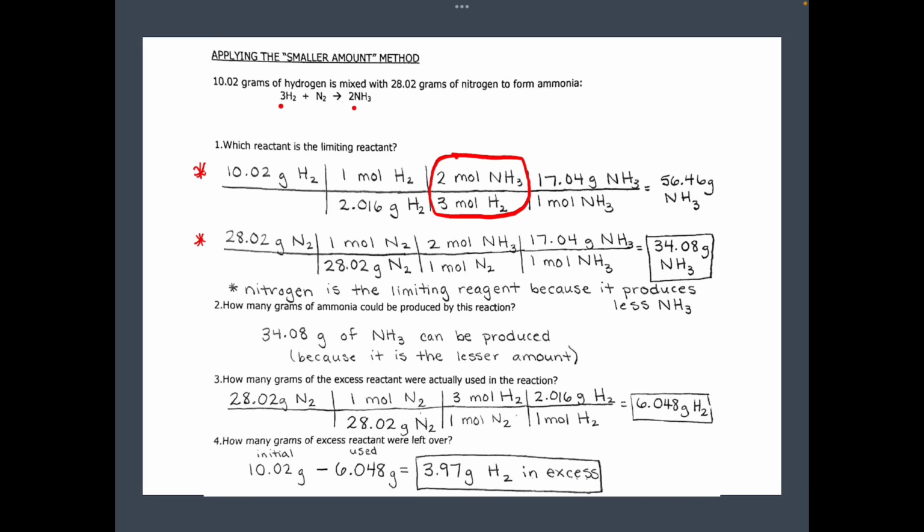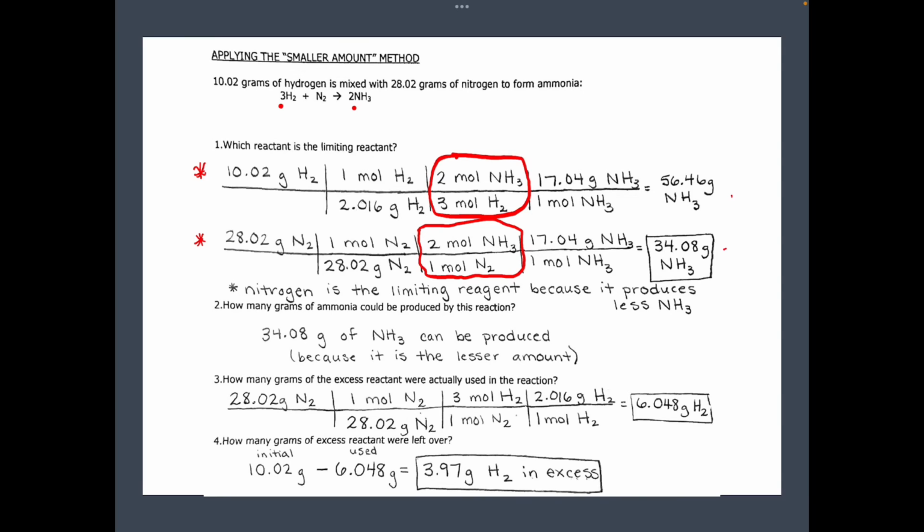We'll do the exact same thing for nitrogen. So we'll start with our nitrogen. We'll use our molar mass to turn grams into moles. And then again, we'll use our mole ratio from the balanced chemical equation to turn our moles of nitrogen into moles of ammonia. And then you'll use the molar mass again to turn moles into grams.